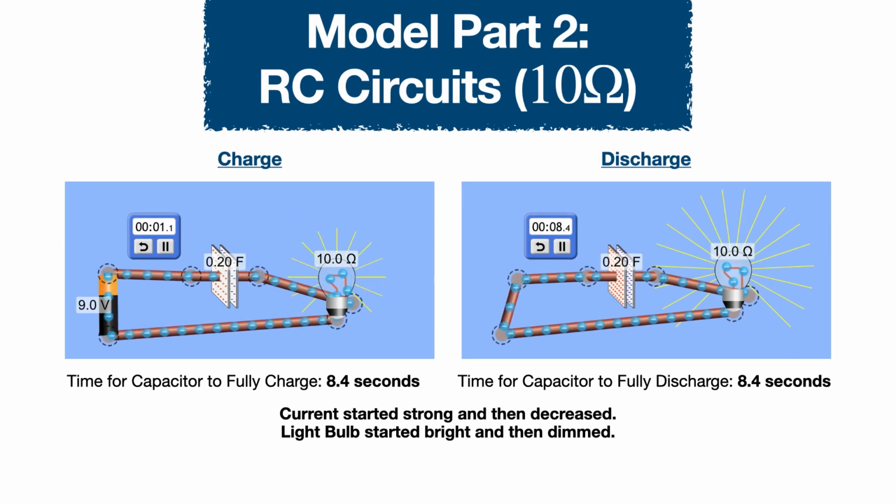In Step 1 of Part 2, with the 10 ohm light bulb, the capacitor took approximately 8.4 seconds to fully charge and another 8.4 seconds to fully discharge. In both cases, the current started strong and then decreased to 0, with the light bulb respectively starting bright and then dimming to off.